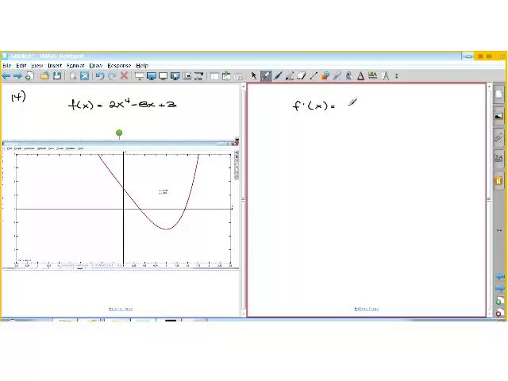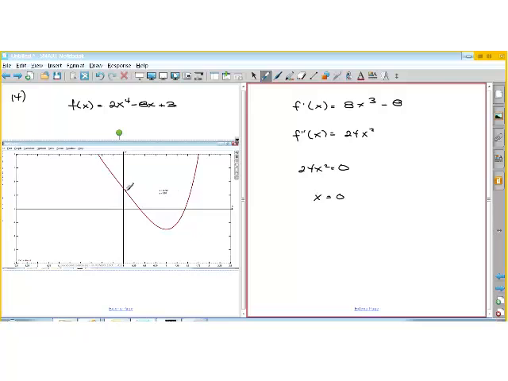So this first derivative is going to be 8x cubed minus 8, and the second derivative is going to be equal to 24x squared. So we take the second derivative and set it equal to 0, and so what's going to happen? Well, it's 0 when x is equal to 0. So we're going to check the concavity on either side of x equals 0.